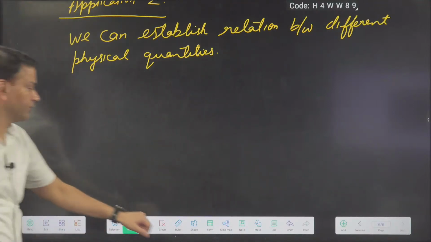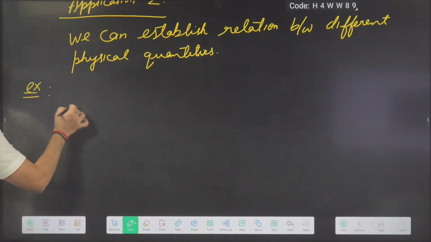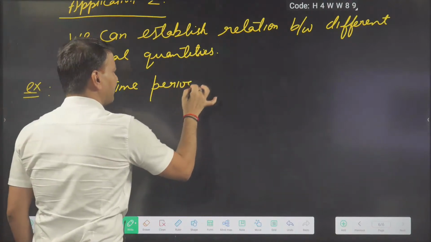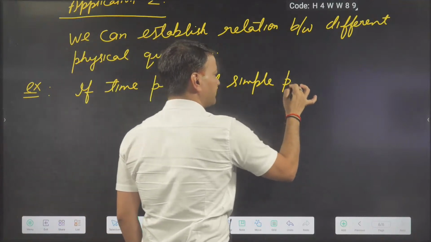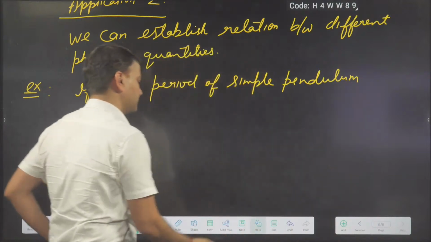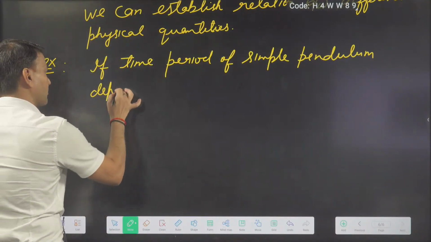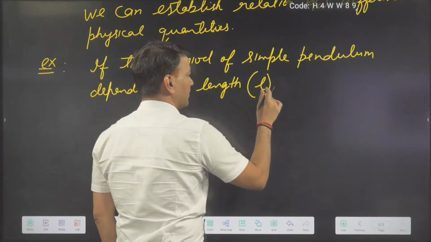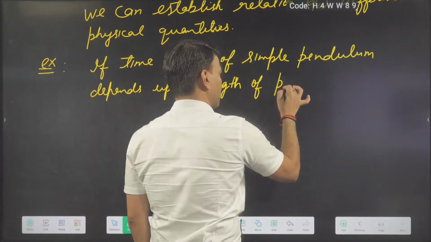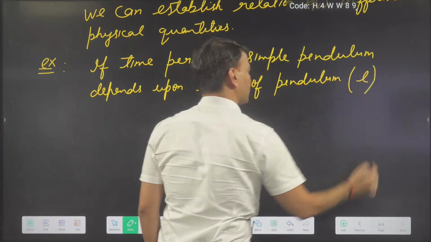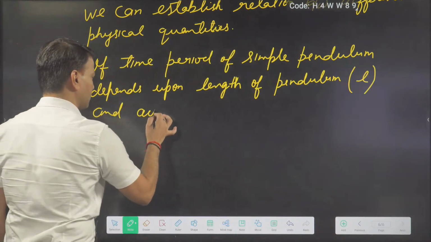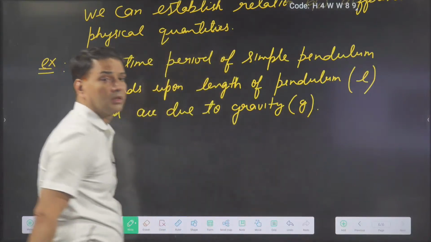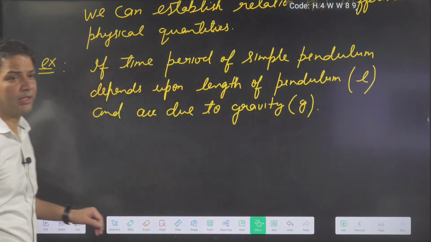So we can establish relation between different physical quantities. One example I am taking, a solved example of NCERT: the time period of a simple pendulum depends upon length and acceleration due to gravity, that is G. Then we have to find the expression for how the time period depends upon the L and G.